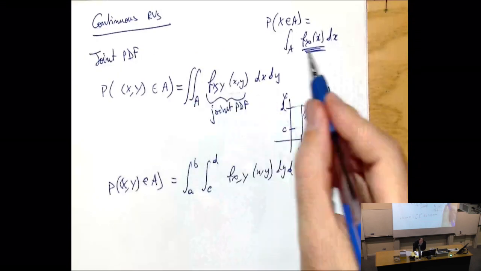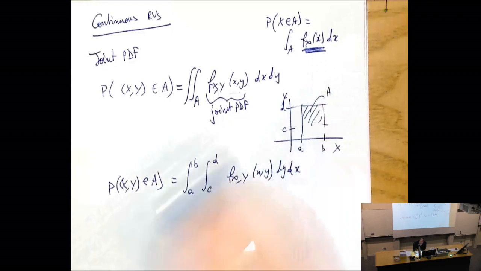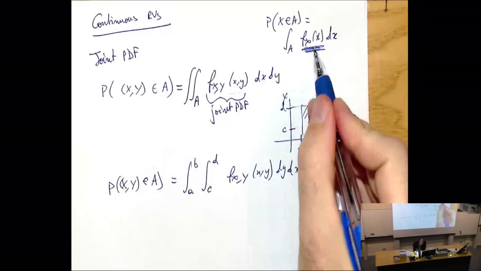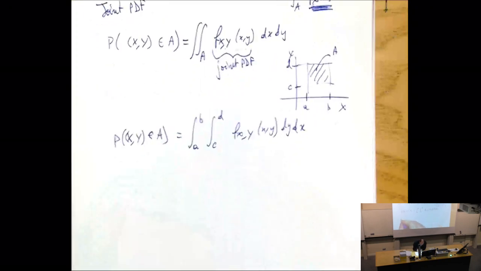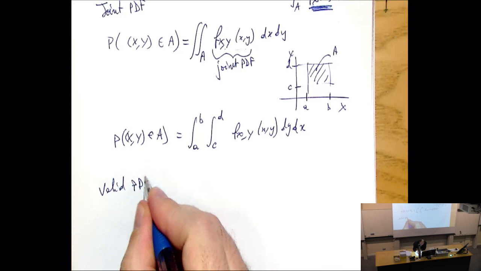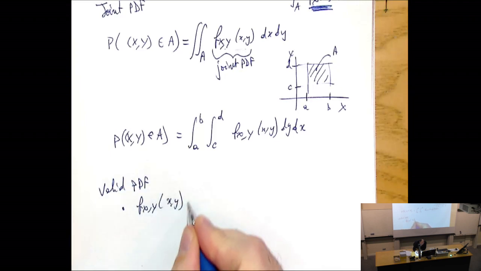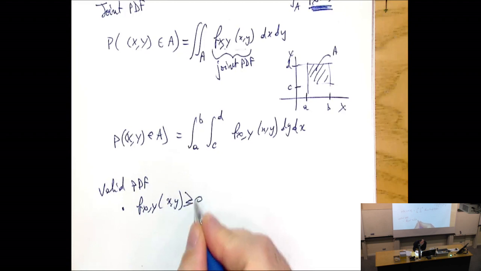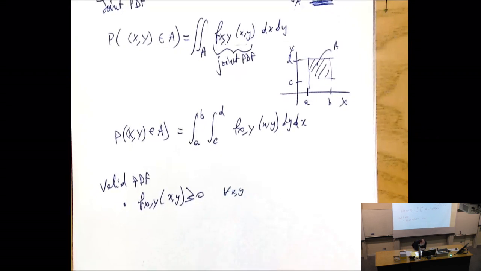This is a joint PDF. This was our, let's say, normal PDF or marginal PDF. This had to be valid. This one still has to be valid. That means this quantity here has to be a valid PDF. So the joint probability density function has to be larger or equal to 0, right, for all x and all y.